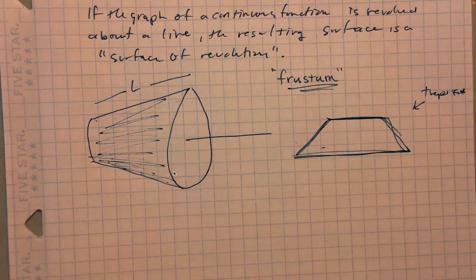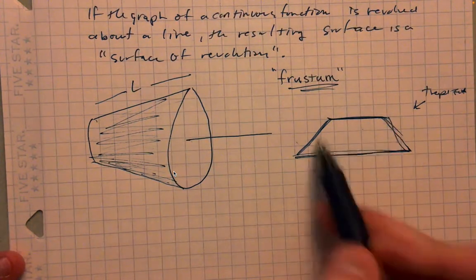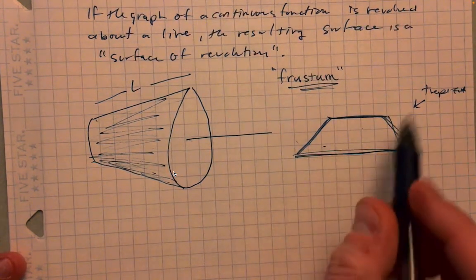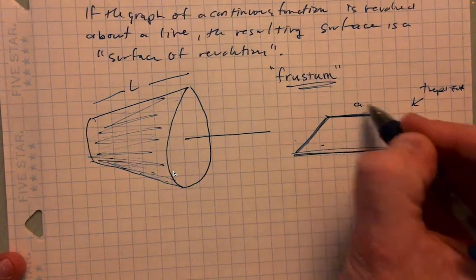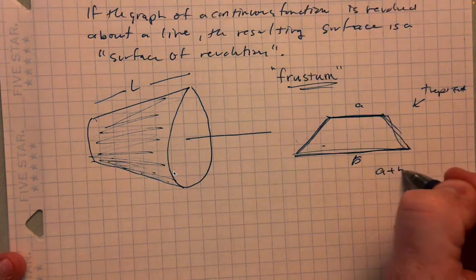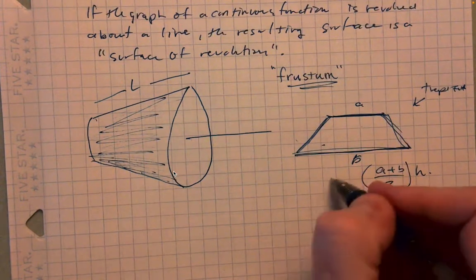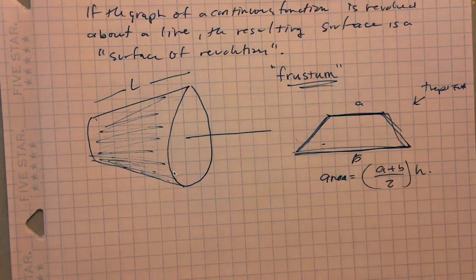And so we know how to find the area of a trapezoid, and that is what our formula, our integral technique for finding surface area in general, is going to be based on, right? So the area of this trapezoid is basically going to be this length A plus this length B divided by 2. So you add those two together and then you multiply by the height. And that's the area of the trapezoid.